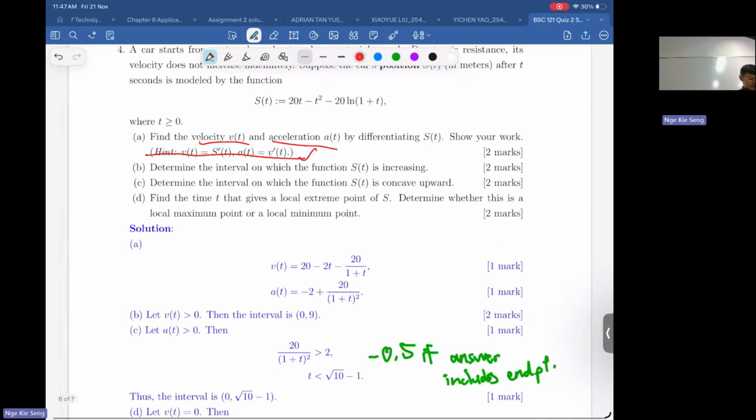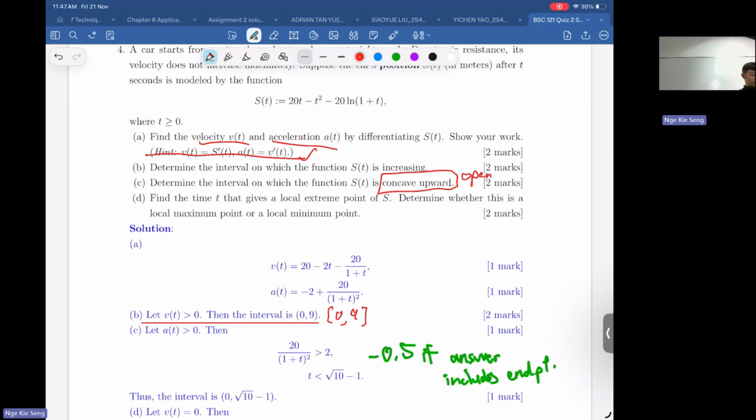But the issue is, for B, people maybe include the endpoints. In this case, we are fine for increasing or decreasing. But for C, if you include the endpoint, we will take off 0.5, because concave outward and downward only care about open intervals. If you check the notes, again, it is about open intervals. At the endpoint, we can't really say the graph is on the top or at the bottom of the tangent line. If you check the notes, it's just about open intervals.